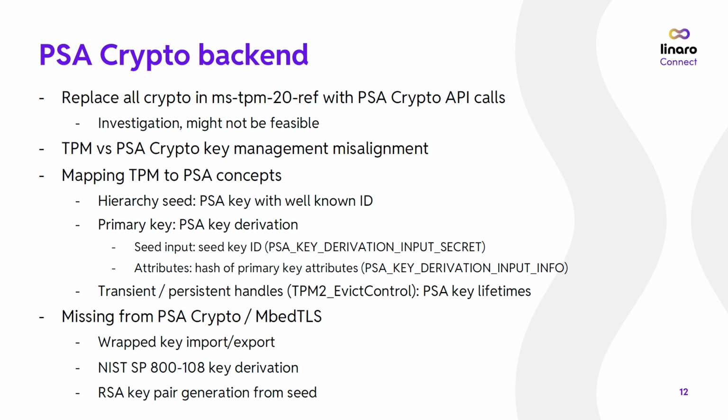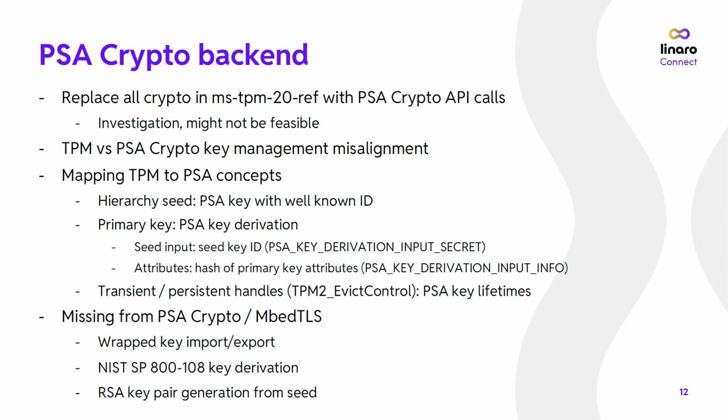So I want to mention this ongoing investigation that I'm doing regarding replacing the crypto operations in MSTPM with PSA Crypto API calls. This is just an investigation. It might not be feasible to implement it in the end, because there is a fundamental misalignment between how MSTPM and PSA Crypto handle keys or key material.